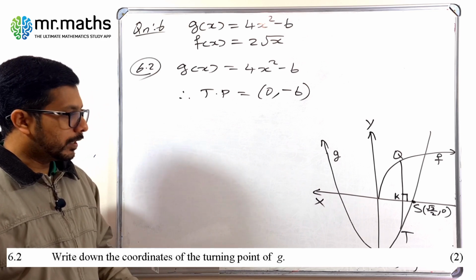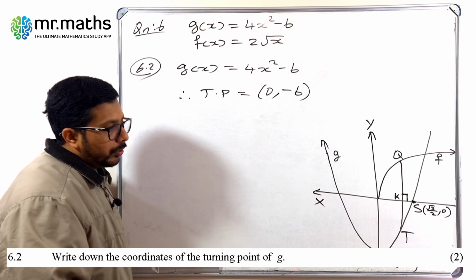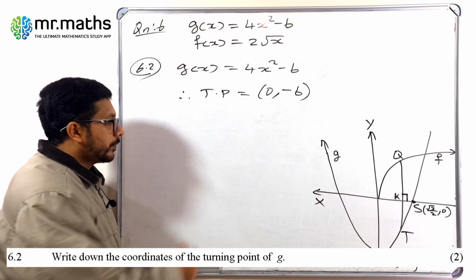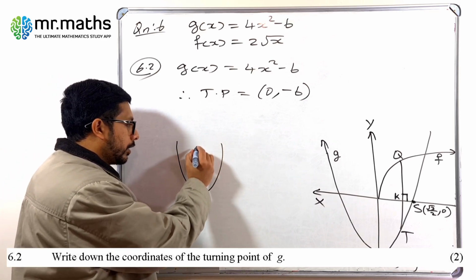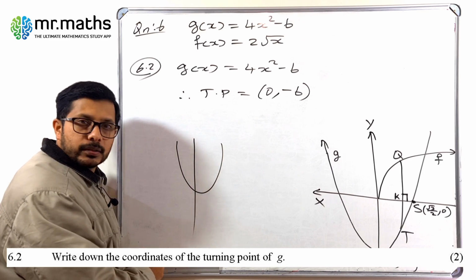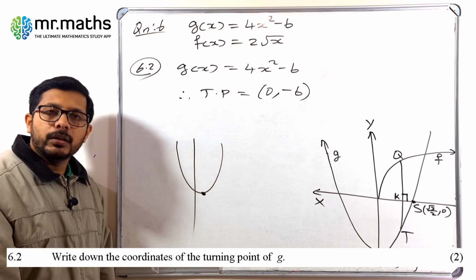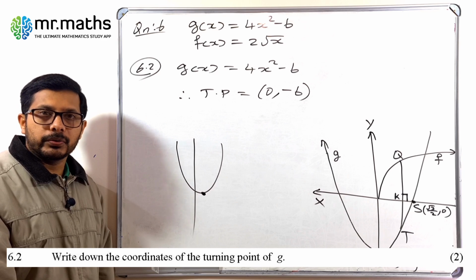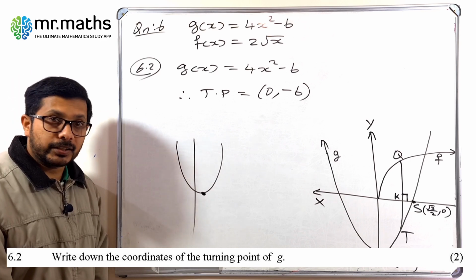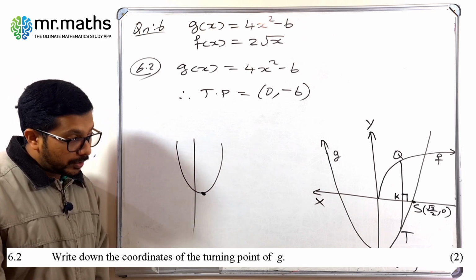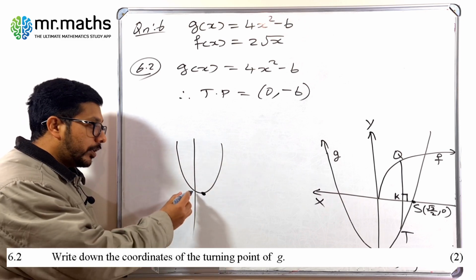Maybe some of you have a doubt: how do you know that the x value is 0? What if it is something like this? If it is something like this, then x is not 0. Maybe some of you are thinking like that. But from the graph we can see that the x value is 0.